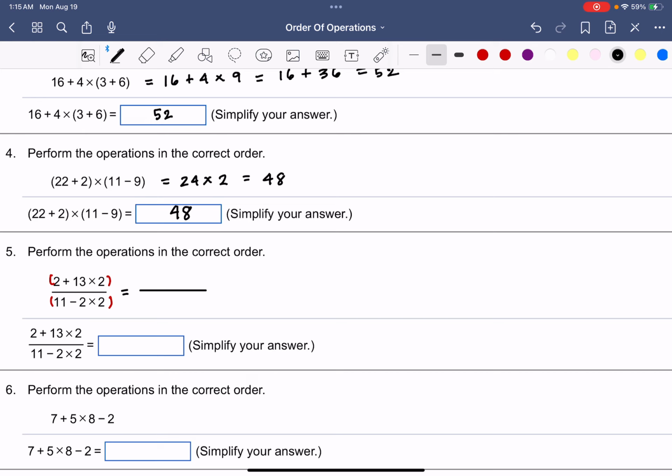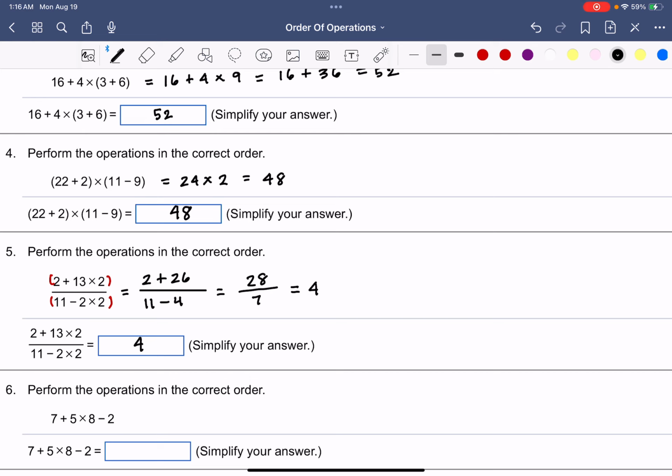So in the numerator, the top of the fraction, have addition and multiplication. So 2 plus 13 times 2 becomes 2 plus 26. Okay, I'll finish that out. That's going to be a 28 in my numerator. And then in the denominator, 11 minus 2 times 2 is going to be 11 minus 4, which is 7. And then 28 divided by 7, that division bar comes last this time, is going to be 4.